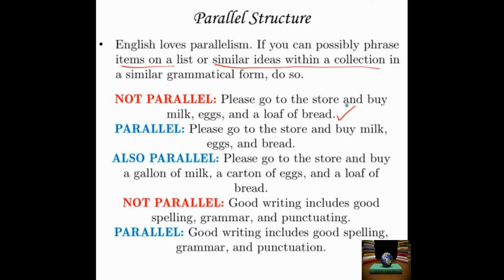And you stumble all over it, and you sit there going, wait, there's something not quite right about that sentence. Well, I'll tell you what's not quite right about that sentence. It's that you've got a loaf of bread when everything else is just milk and eggs. Short, short, long and clunky. So what you do is you make it parallel, and there are two ways to do it. You could just say, please go to the store and buy milk, eggs, and bread. Nice, smooth list. Very parallel.